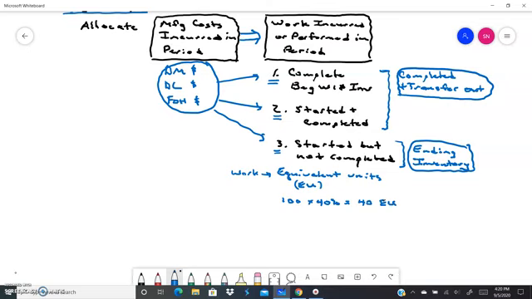So that's what we're going to do. Rather than work with fractions and try to figure out what percentages of work we've done, we're just going to convert everything that we're working on to equivalent whole units of production. So therefore, if we've done 40% of the work on 100 units, we're going to say that we've done the equivalent of 100% of the work on 40 units. In other words, we've done 40 equivalent whole units of work on those.